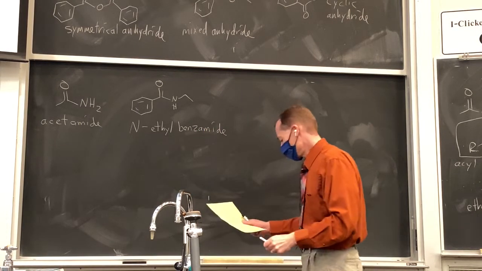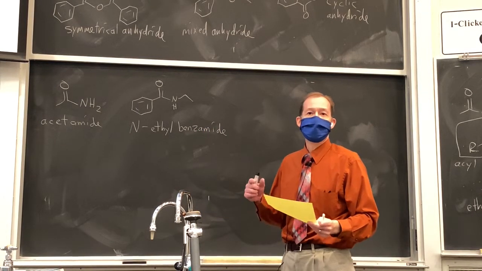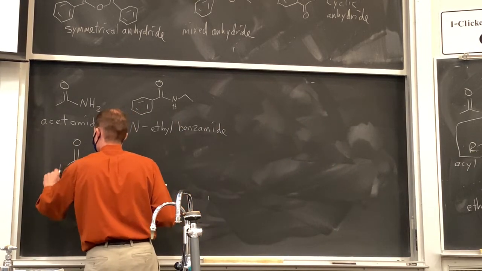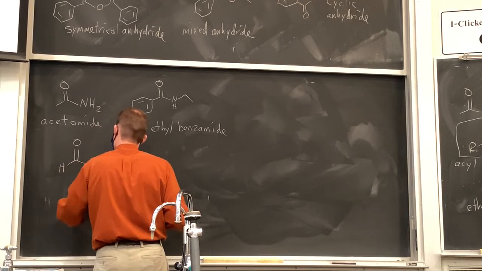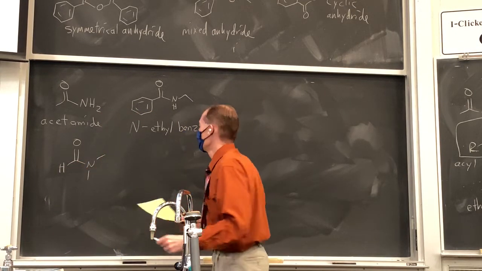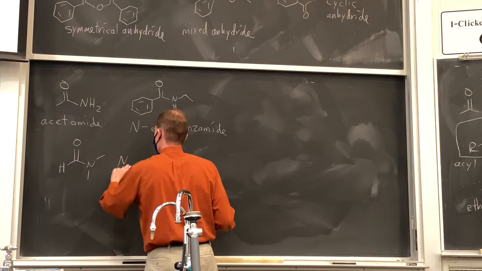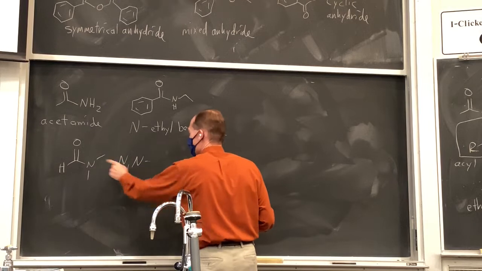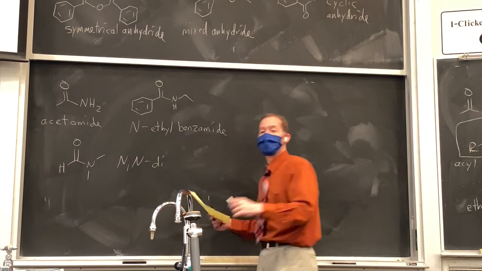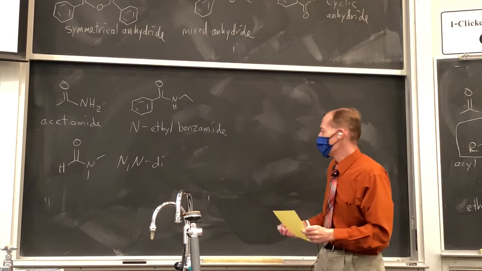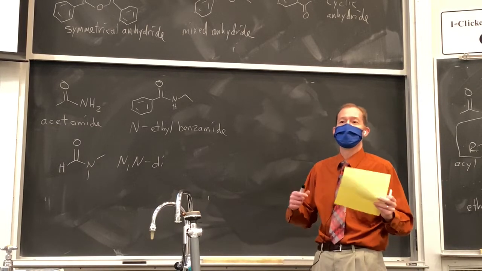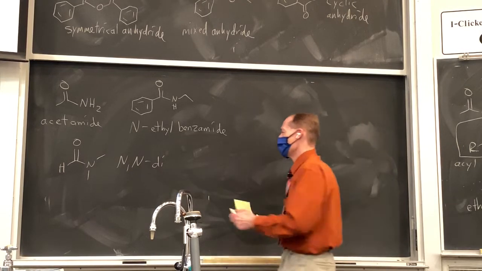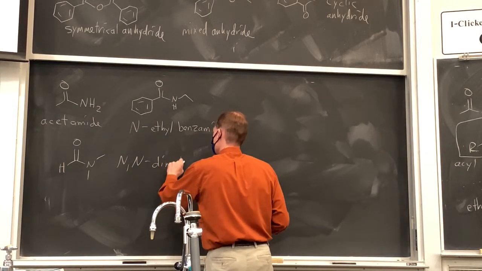All right. When we have a tertiary amide, we have two alkyl groups on the nitrogen, and IUPAC has decided we need two N's to indicate that. If it's the same alkyl group, we would use di. If they were different alkyl groups, we would just split them up. You'd say N-ethyl, N-methyl. But if it's the same, we use di. And so in this case, it's going to be N,N-dimethyl.